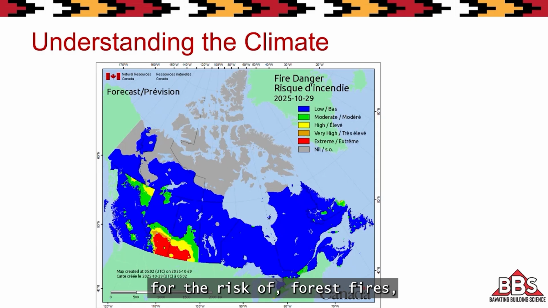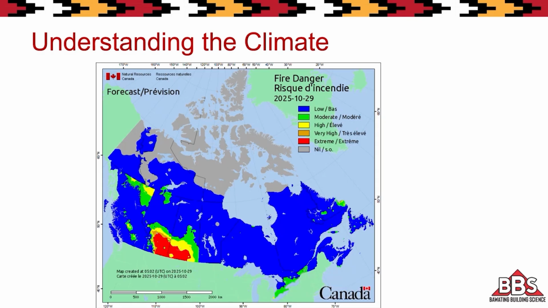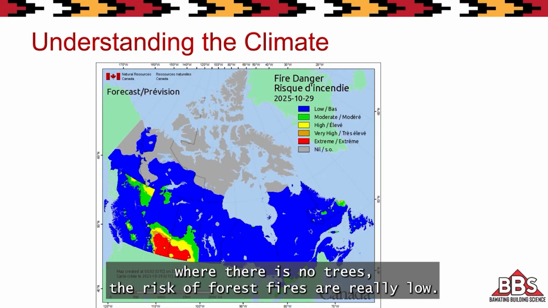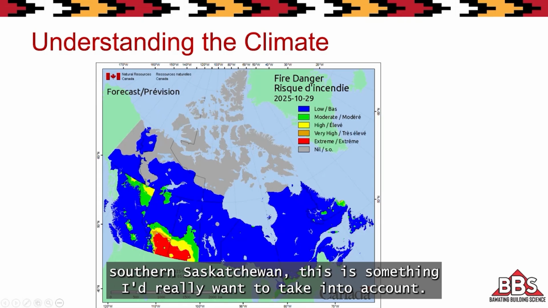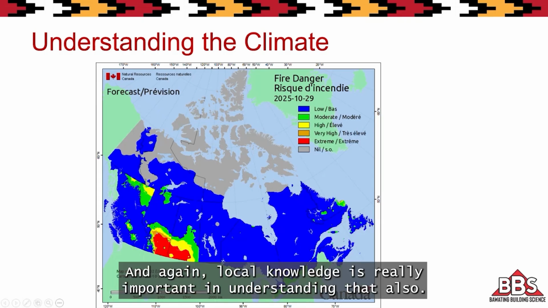Similarly, for the risk of forest fires, obviously in the Arctic, where there are no trees, the risk of forest fires is really low. But if I was designing a house for southern Manitoba, or southern Alberta, or southern Saskatchewan, this is something I'd really want to take into account. And again, local knowledge is really important in understanding that also.